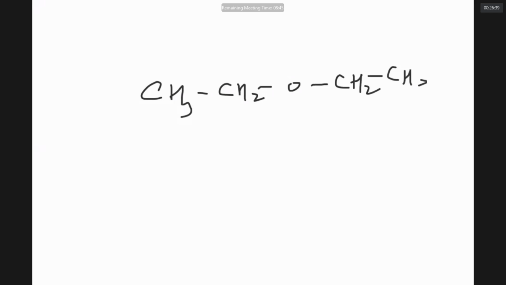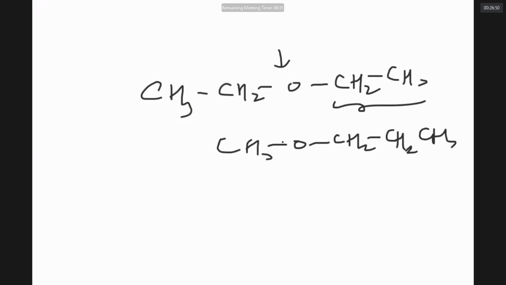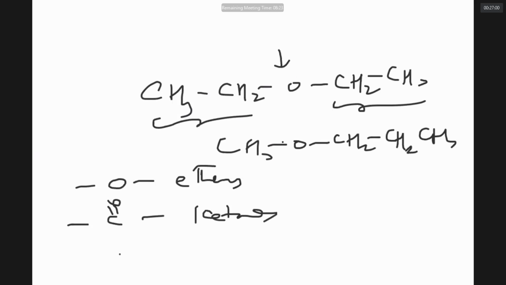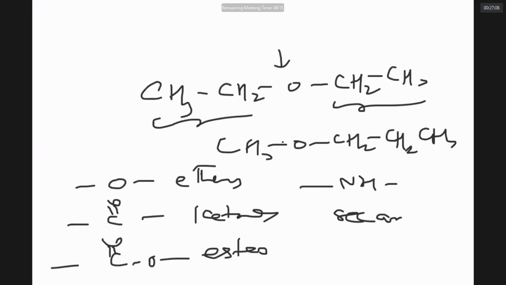This is called ethoxyethane. This is called methoxypropane. The oxygen is a bivalent functional group that can be linked to carbon chains on both sides. Ethers, ketones, esters, secondary amines are compounds which are said to have a bivalent functional group. For this functional group, on either side you can have a carbon chain.